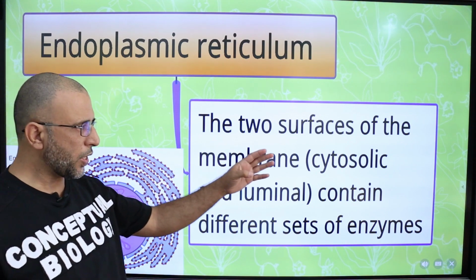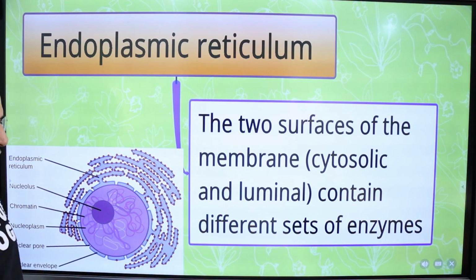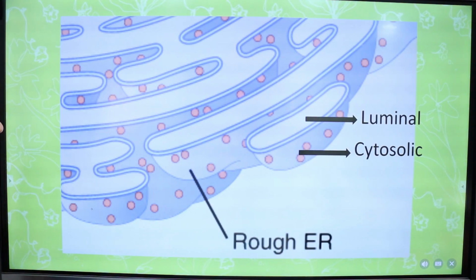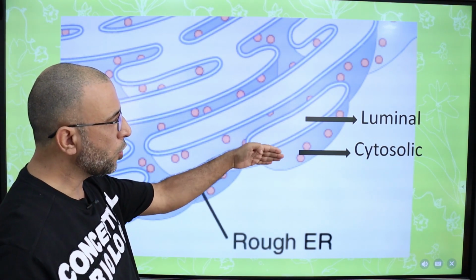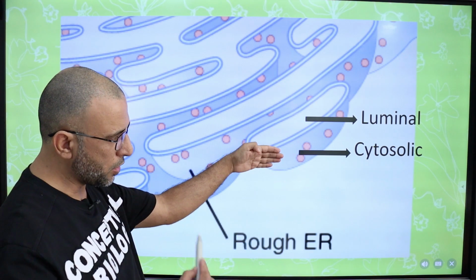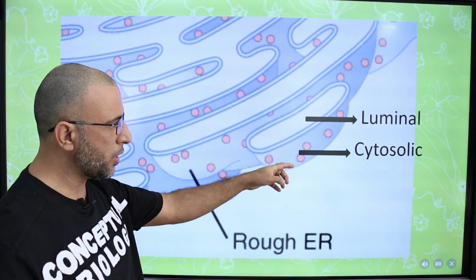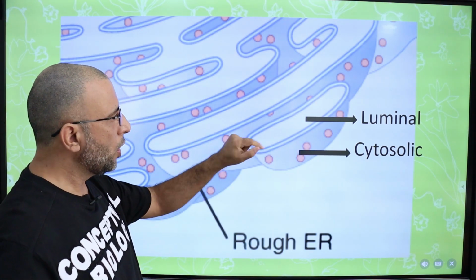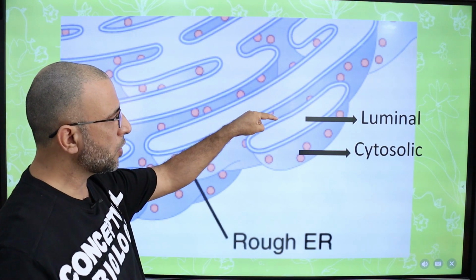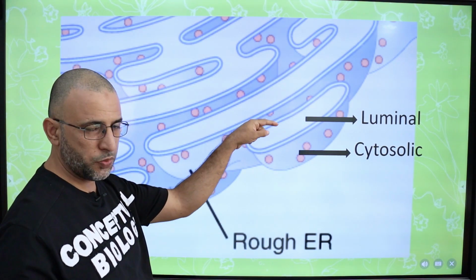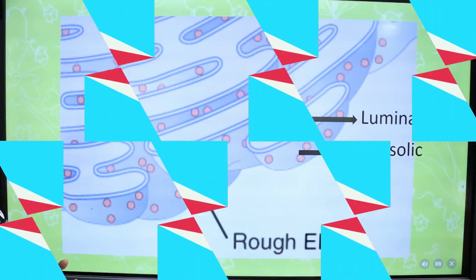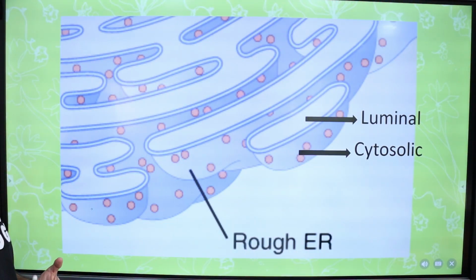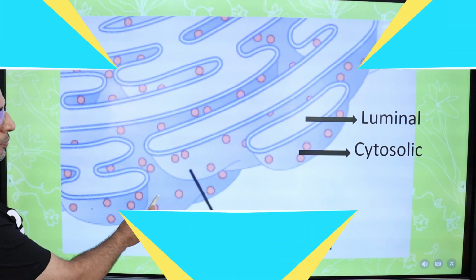Now, what is the cytosolic surface and what is the luminal surface? The cytosolic surface is the outer surface of the endoplasmic reticulum that is facing the cytosol. And the luminal surface is the inner surface of the endoplasmic reticulum that is facing the lumen. The cytosolic surface and the luminal surface have different sets of enzymes.